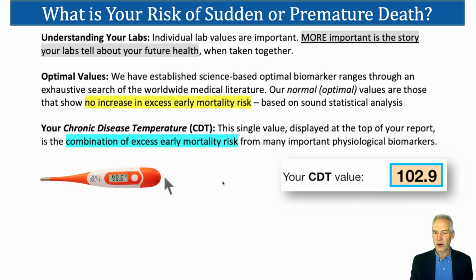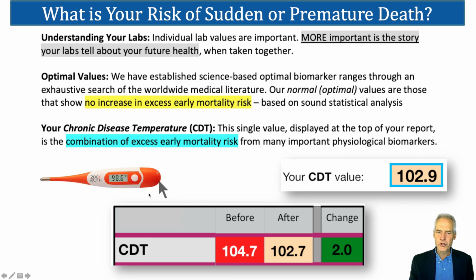We're looking at biomarkers. So here, this person has a CDT value of 102.9. They may feel good and they may be normal in the standard of care, but obviously they have risk. No one would want to have, by analogy, a 102.9 temperature. This person has a 102.9 smoldering, ready to burst into flame temperature physiologically going on in their body.